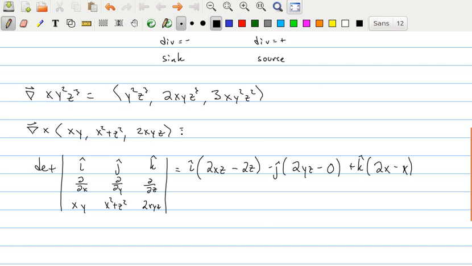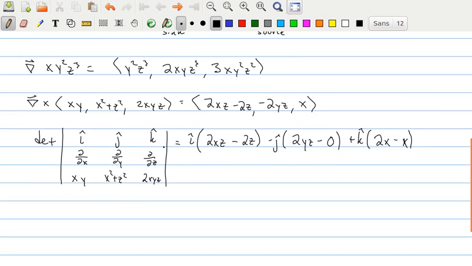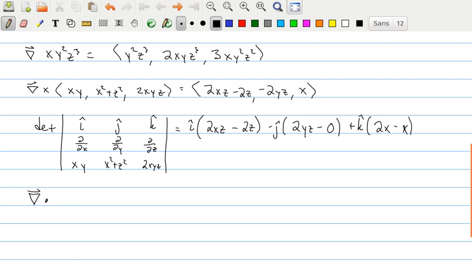So that gives us, for the curl of our vector field, another vector field: 2xz minus 2z, negative 2yz, and then x. So this is the vector field we get by taking the curl. Note that the gradient takes a multivariate function and gives us a field. The curl takes a field and gives us a field. And then finally the divergence, because this is a dot product, will take a field and turn it back into a multivariate function again. So let's do an example of the divergence.